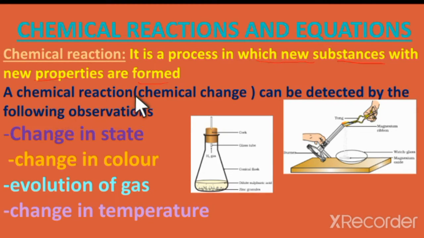A chemical reaction involves a chemical change. Chemical reactions can be detected by the following observations: change in state, change in color, evolution of a gas, or a change in temperature. So if any of these parameters have changed, in that case we can say a chemical change has happened. Once the chemical change has happened, we can represent it in a systematic way. In that case we obtain the chemical reaction.